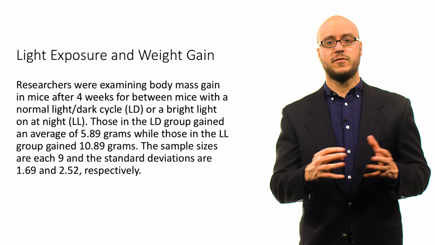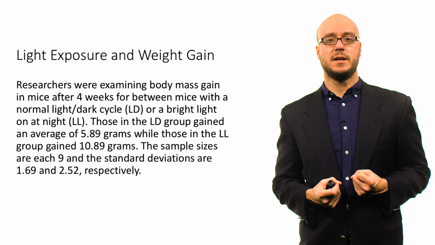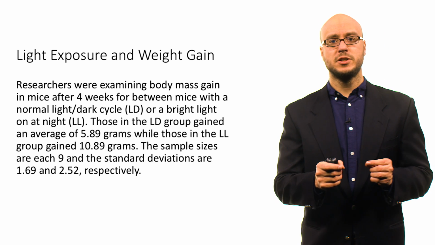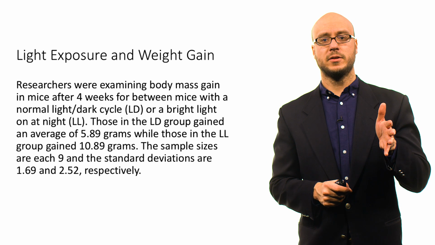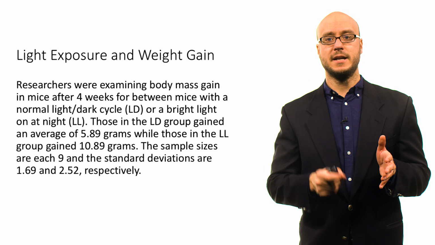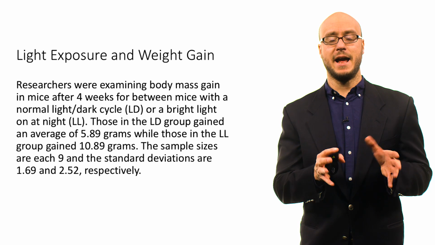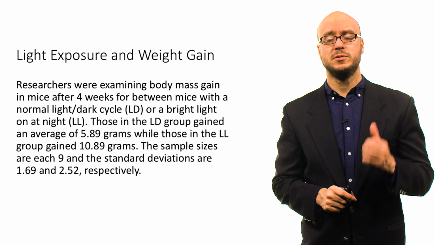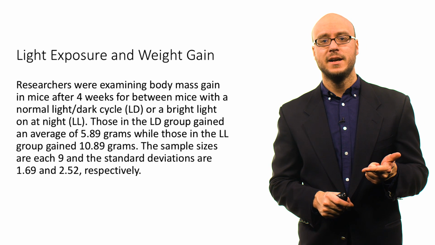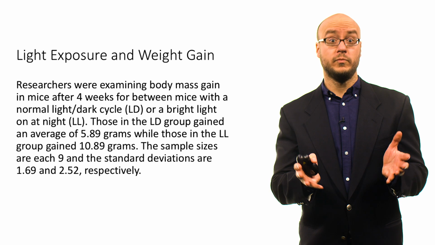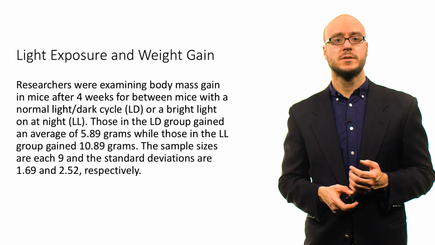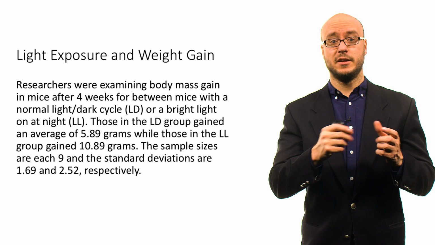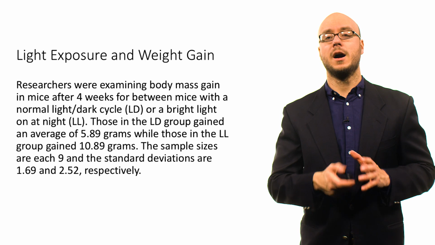And what they found after 4 weeks, after randomly assigning mice to either the first group or the second group, is that those who were exposed to light during the day and dark at night gained about 5.89 grams. And in comparison, those who were exposed to light during the day and light at night gained almost twice as much, 10.89 grams. The sample sizes for these two groups are 9 mice each, and the standard deviations are roughly comparable.